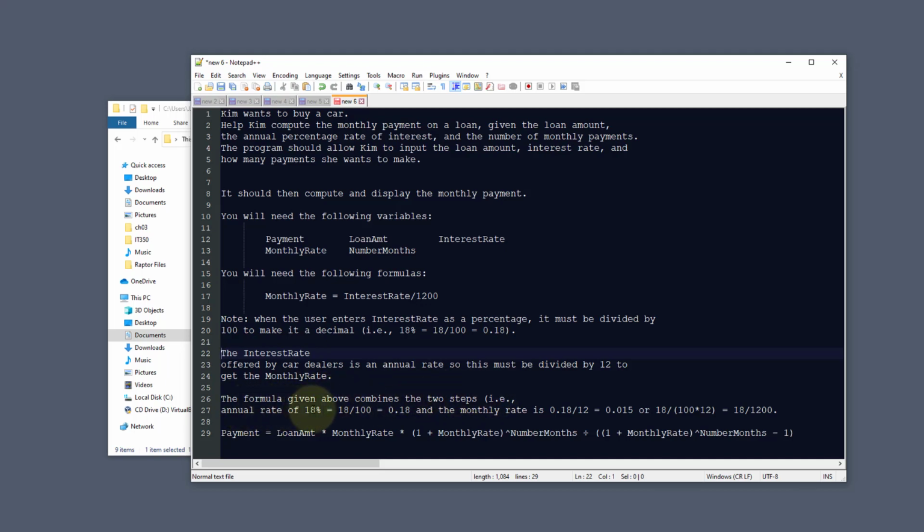Annual rate of 18% equals 18 divided by 100 equals 0.18. And the monthly rate is 0.18 divided by 12. So it'd be 0.015, or 18 divided by 100 times 12. And that would equal 18 divided by 1200.